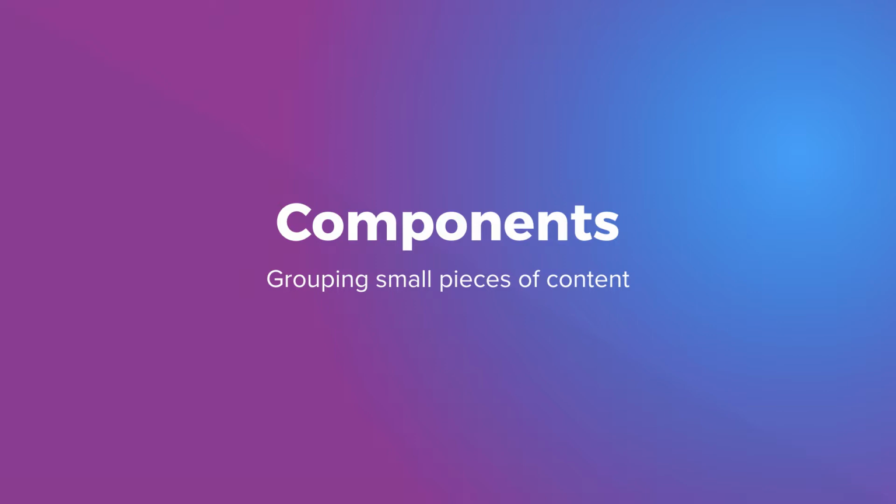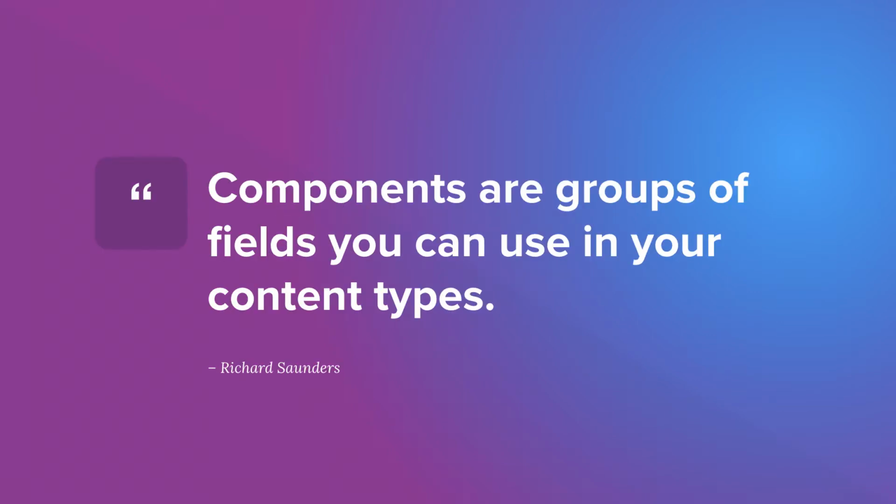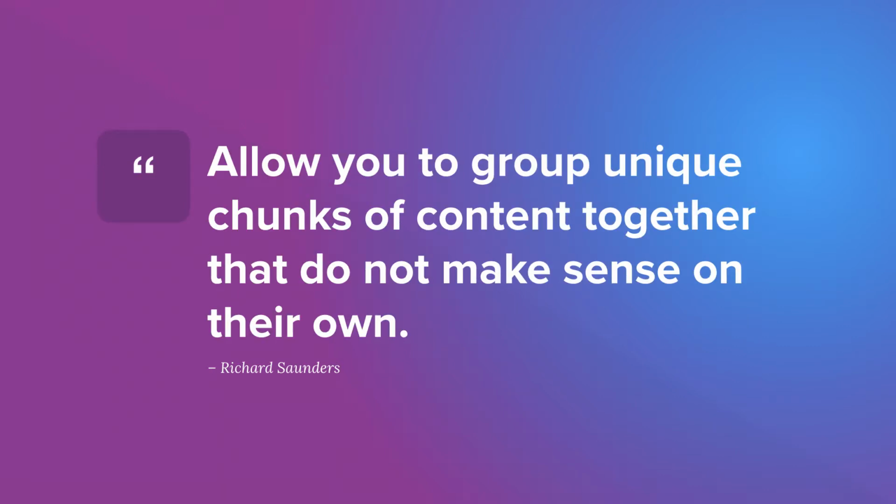So one of the features I talked about was components that was released in Componentise 10. Now components are groups of fields that you can use in your content types. So we've seen some examples of fields, text, images, so on and so forth. But as we look through the different content types that you guys have been creating, we've noticed that there are new field types that need to be defined, content that we haven't really thought of or not everyone might use. So components allow you to group unique chunks of content together that do not make sense on their own.